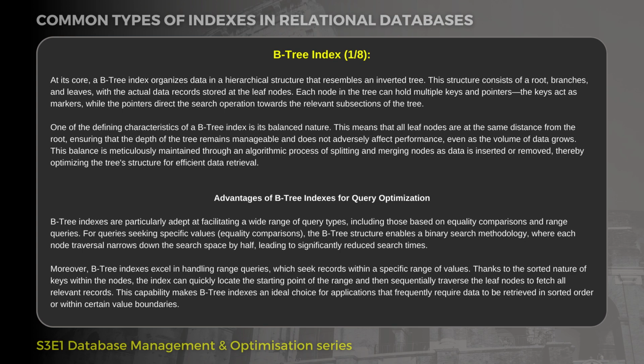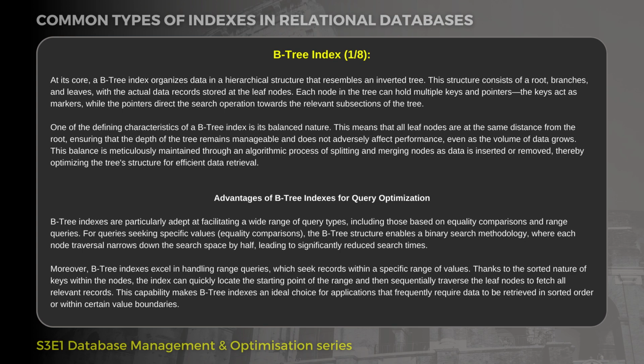Advantages of B-tree indexes for query optimization. B-tree indexes are particularly adept at facilitating a wide range of query types, including those based on equality comparisons and range queries. For queries seeking specific values, equality comparisons, the B-tree structure enables a binary search methodology, where each node traversal narrows down the search space by half, leading to significantly reduced search times.